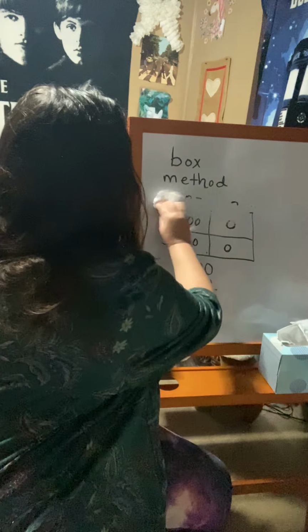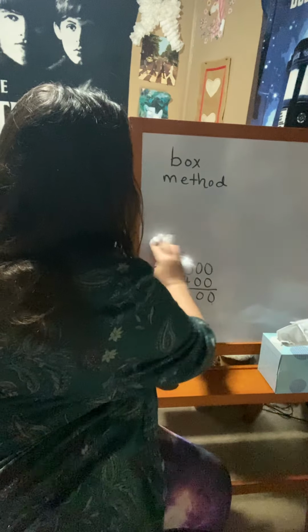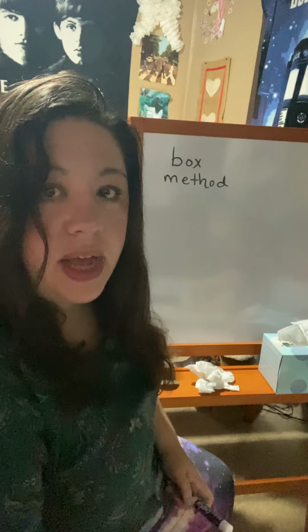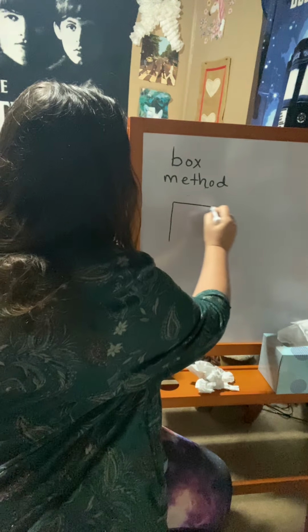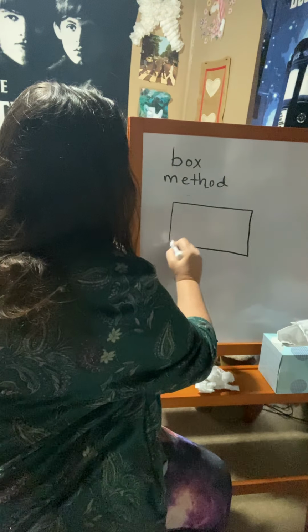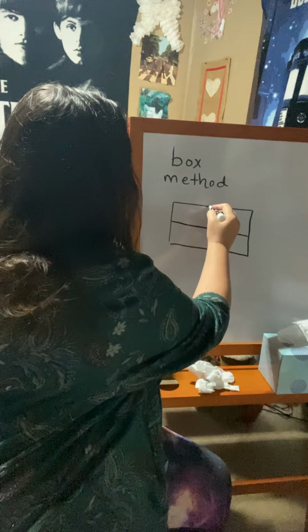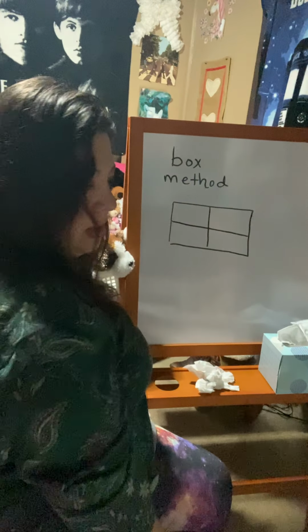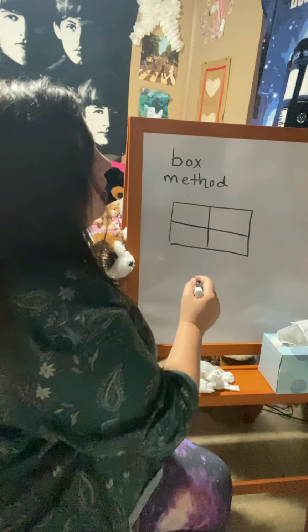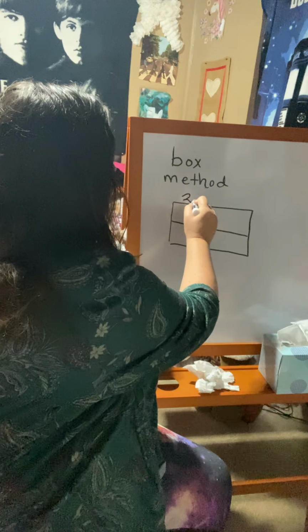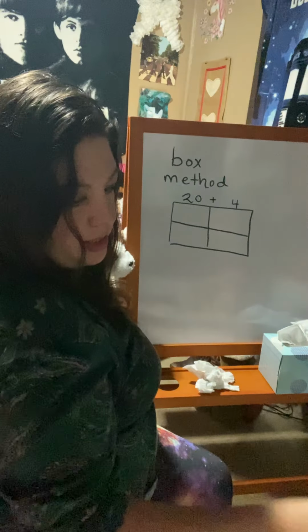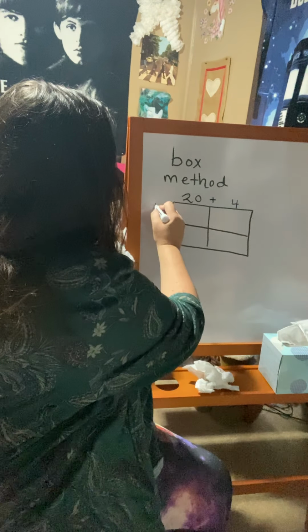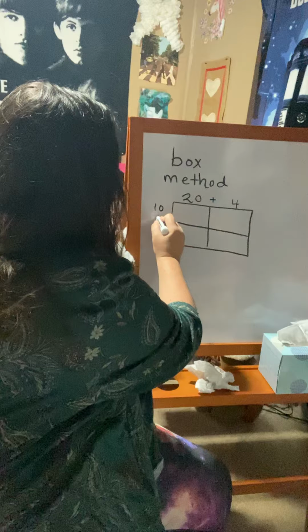Let's do the box method for the second problem. That problem says 24 times 17. So again, it's going to be a box with 4 different parts. And it's 24, which is 20 plus 4, times 17, which is 10 plus 7.